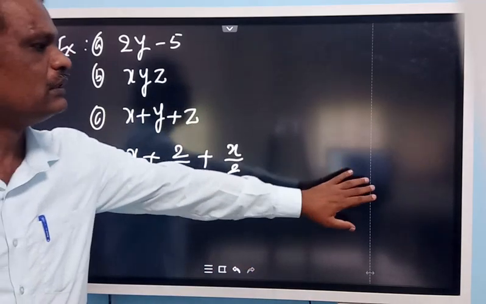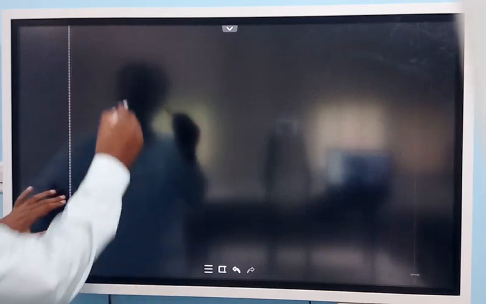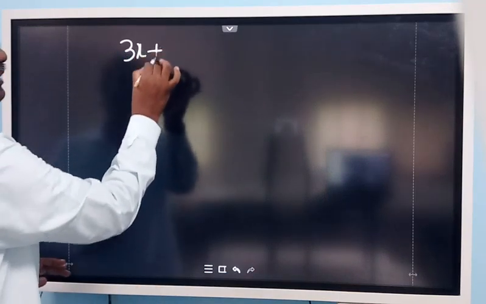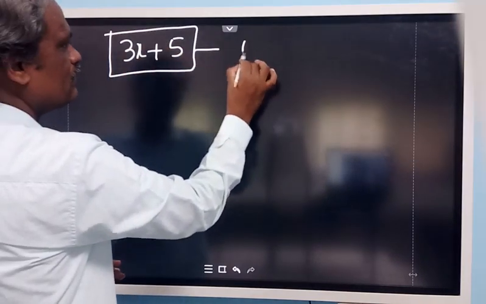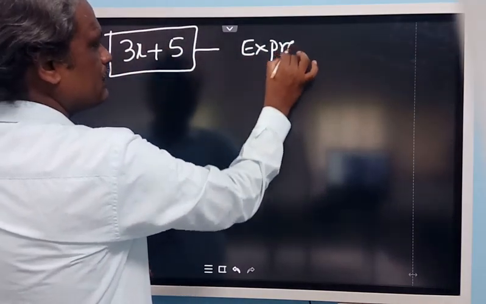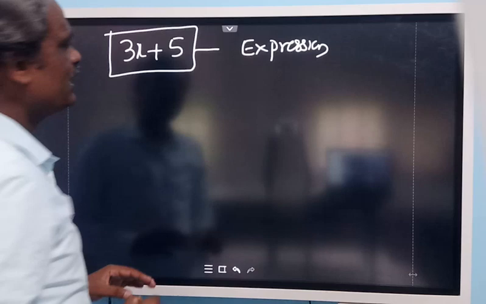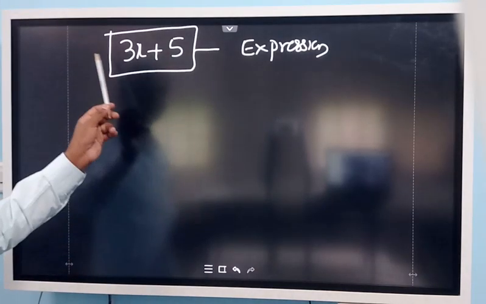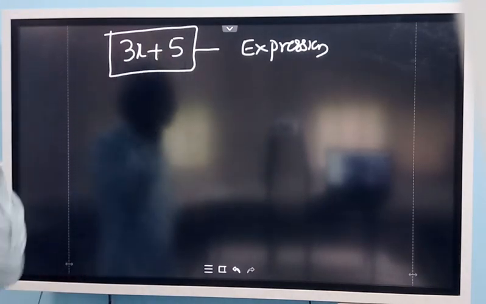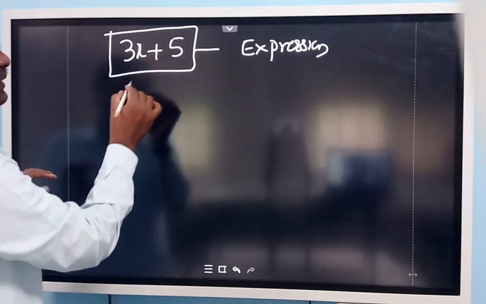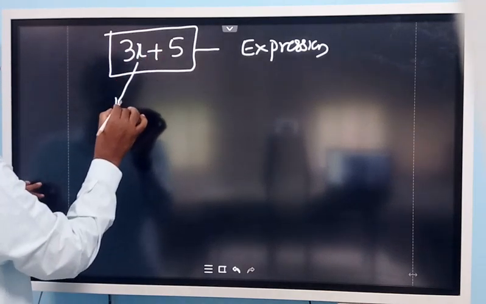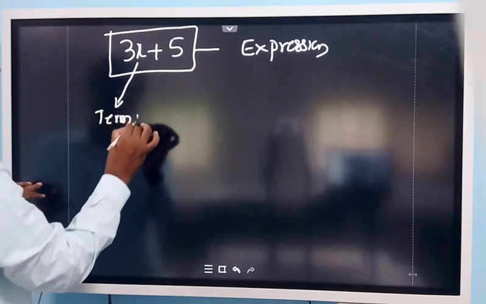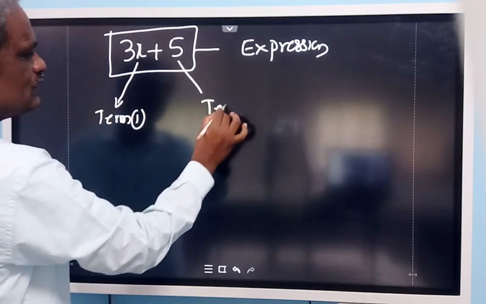Now let me take this example once again. 3x plus 5 is an algebraic expression. As I told, this contains variable x and constant. Now, here we have a positive sign. This is separating this expression into 2 terms. This is term 1, and this is term 2.